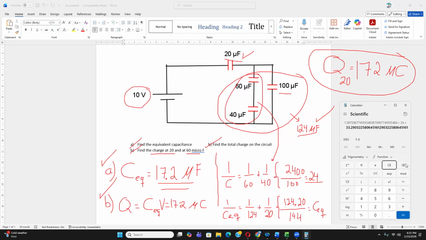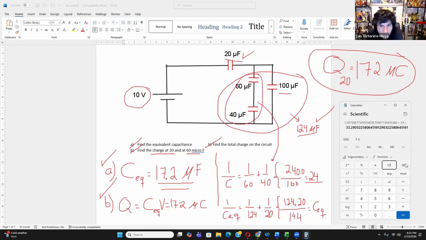Could you please explain how we measure the voltage on the parallel? Just divide the charge over the equivalent capacitance. The capacitance of this three is 124, which is why I said you have to write those down. Q over C is V here in the equation for charge, capacitance, and voltage.